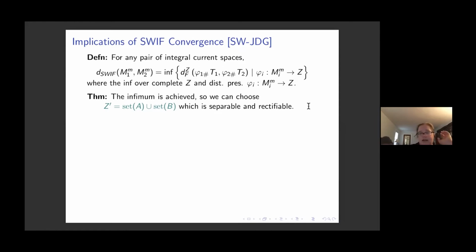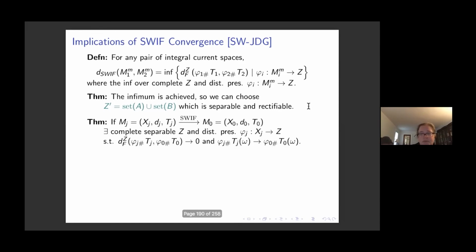And we're going to use that to glue together a limit. So if we have M_j converging to M_0 in the intrinsic flat sense, there's a complete separable Z and distance preserving phi_j's such that they converge inside the Z. So we're going to create a single Z for the entire sequence.